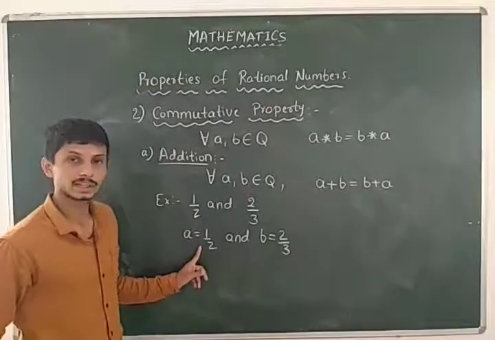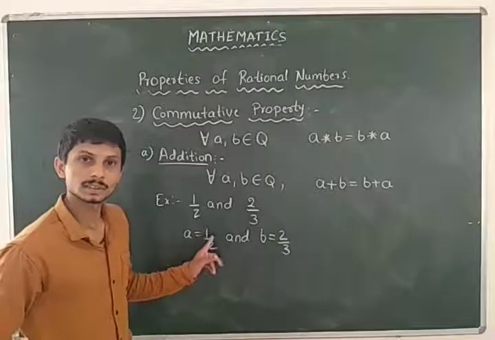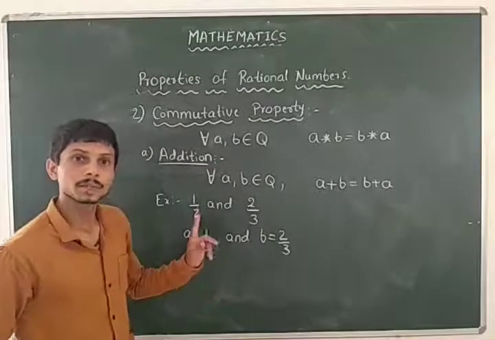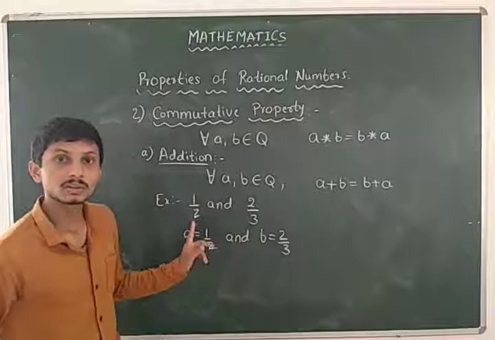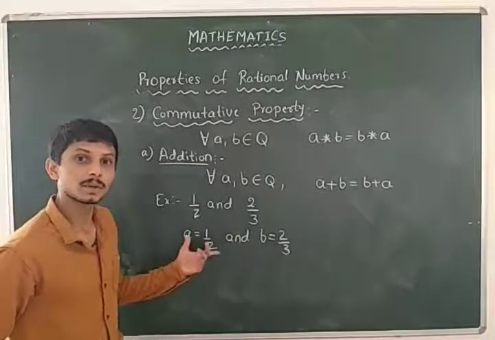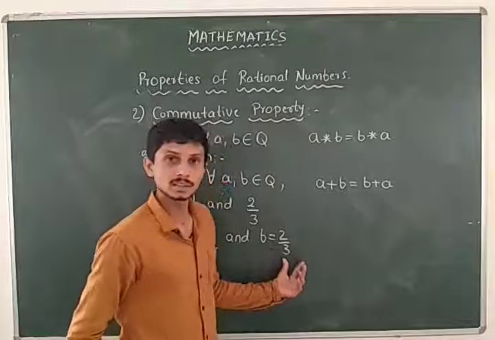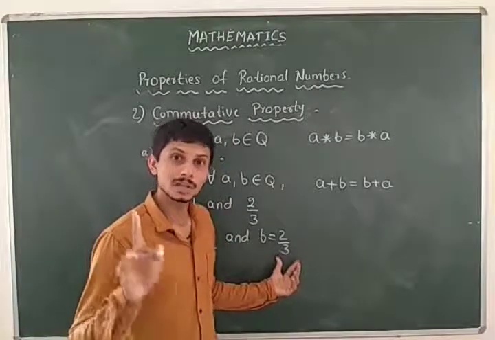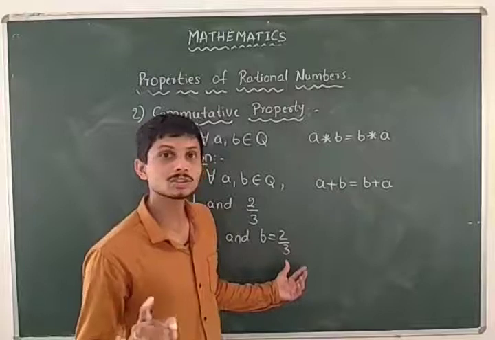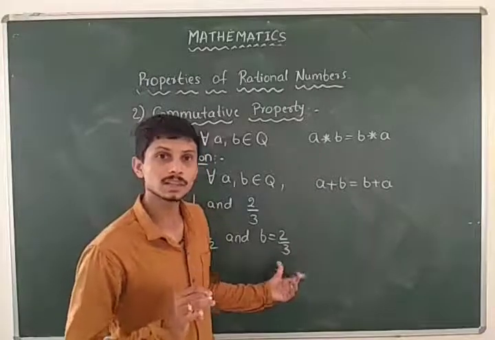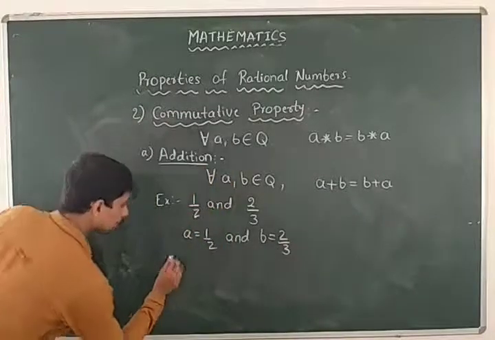Let us check. a is equal to 1 by 2, which is in the form p by q, where p and q are integers and q is not equal to 0. That means a belongs to the rational number set. Then 2 by 3 is also in the form p by q, where p and q are integers and q is not equal to 0.